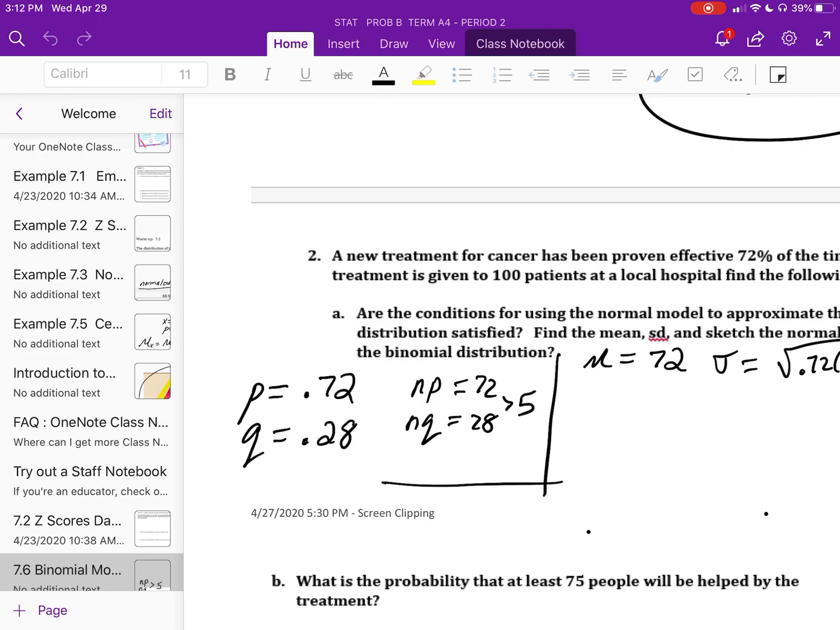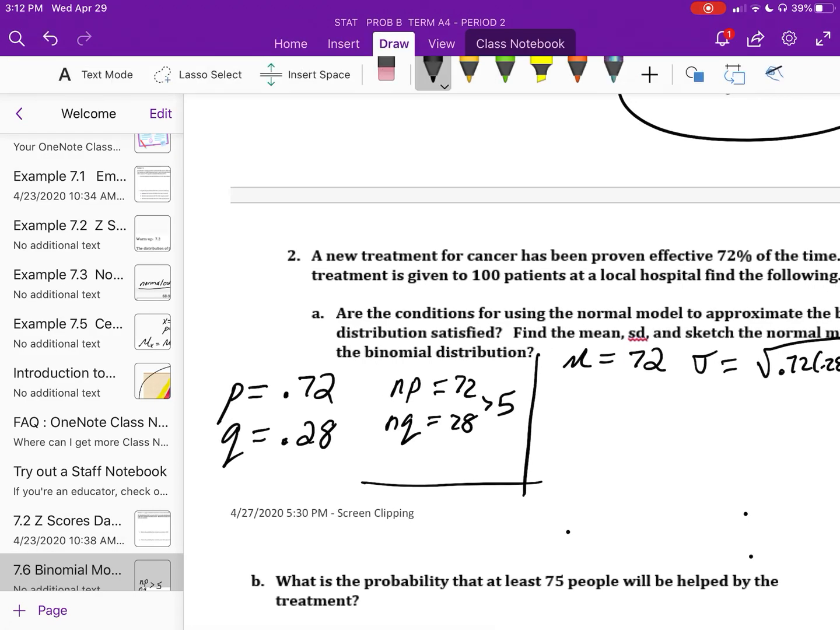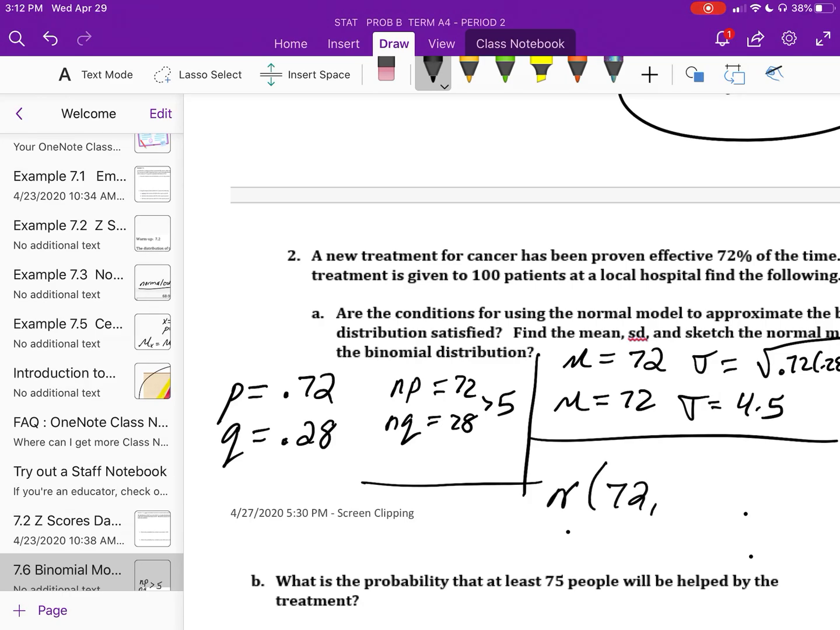So I get mu is 72, and sigma is 4.5. So if we set up our distribution here, we know it's going to be normally distributed with a mean of 72 and a standard deviation of 4.5.